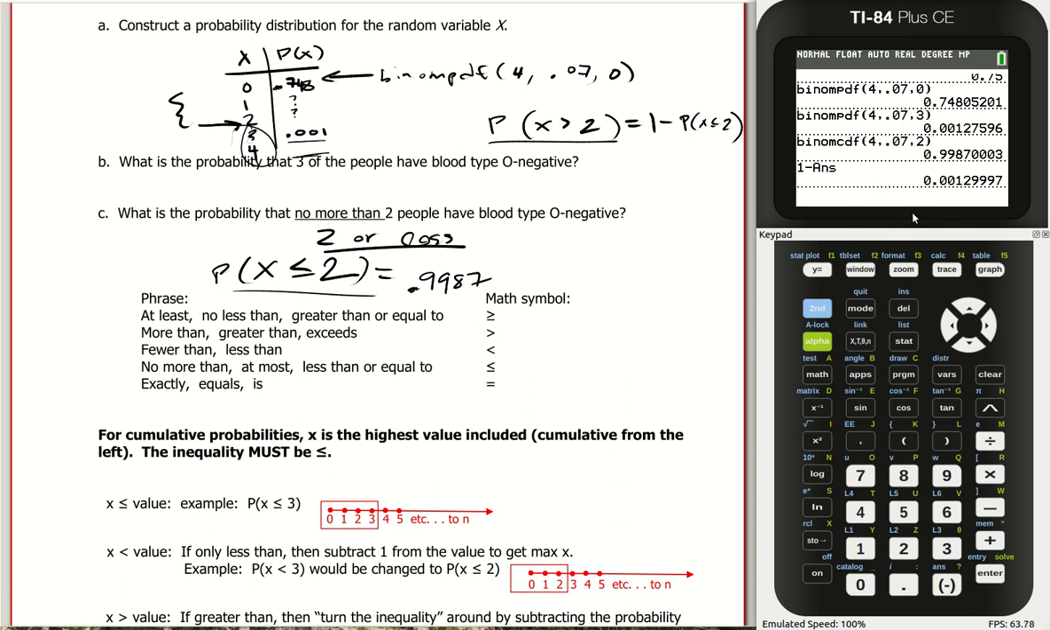And sometimes it can be more convenient to do this calculation doing the 1 minus. This is, remember, the complementary events.